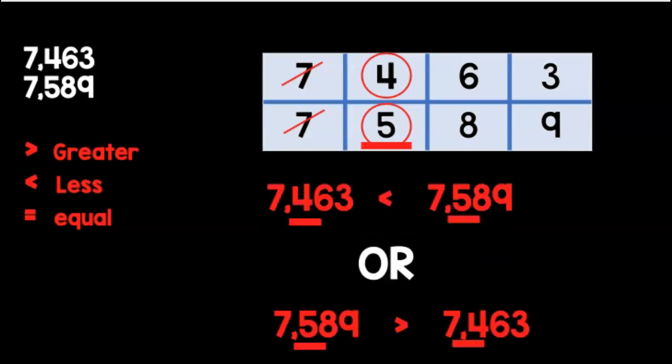If you write it the other way, that works as well. However, you will have to change your symbol. Because you have 7,589, the 5 is greater than the 4. So you'd have 7,589 is greater than 7,463.